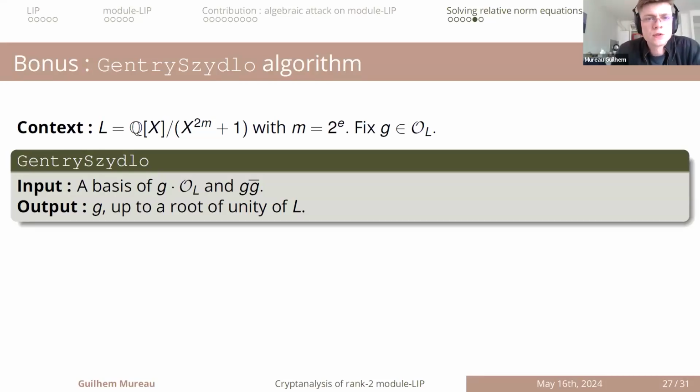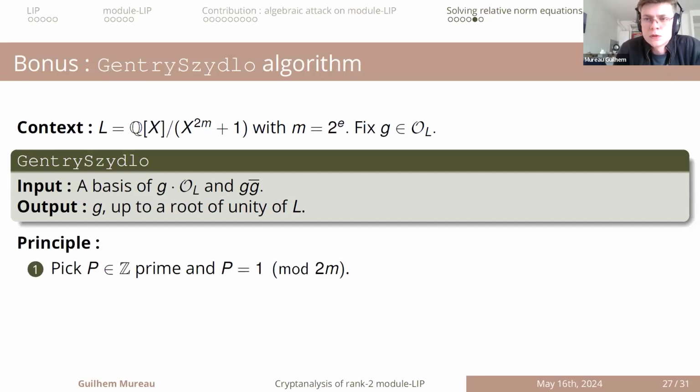Okay, so I have some time to get into details of the Gentry-Szydlo algorithm. I will present it for power of two cyclotomic fields. We did an implementation of the Gentry-Szydlo algorithm for any cyclotomic field, but this is an easier case. As input, it takes a basis of the principal ideal G times OL and the relative norm of the generators, and it will output G up to a root of unity.